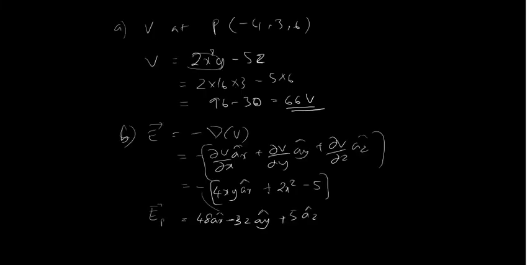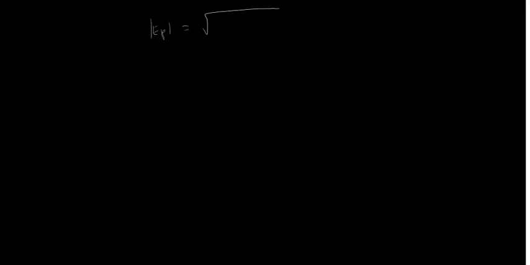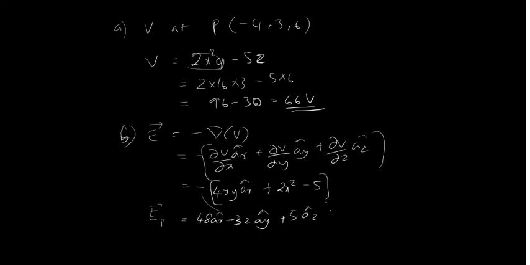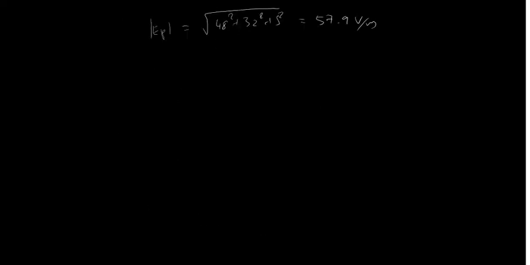Now what is the magnitude of Ep? If you want the direction, you also should know the magnitude, right? So mod Ep is nothing but square root of all those values, 48 square plus 32 square plus 5 square. So if you find the value, it will be 57.9 volt per meter, and the unit of electric field intensity is volt per meter. Okay, now direction of E.